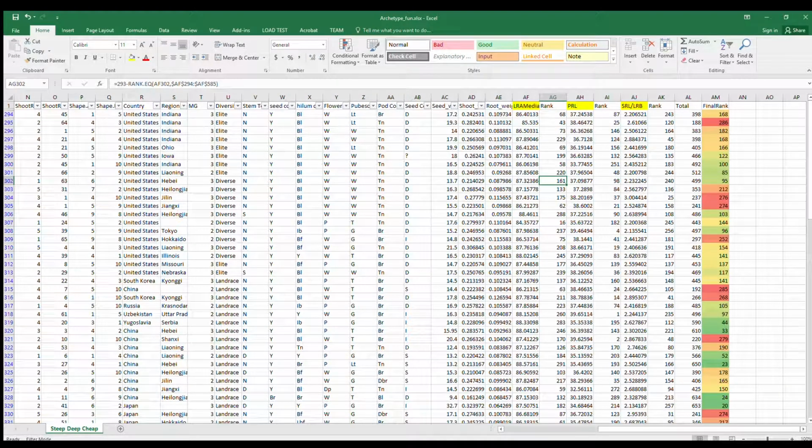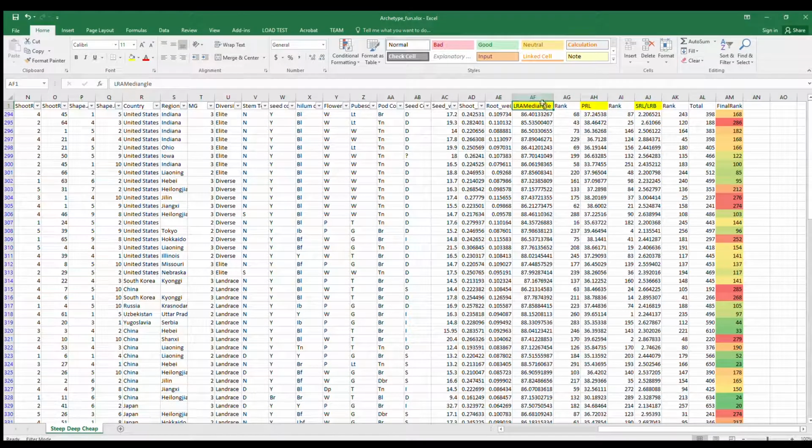Alrighty, just a brief video here to look at how I created my ideotype for the steep, deep, and cheap archetype or ideotype, whatever you want to call it. So I'm looking at the median angle of the lateral root angle, so that is the nodal angle. And what I'm wanting to select is steep. So this is the steep, and this is the deep, and this is the cheap.